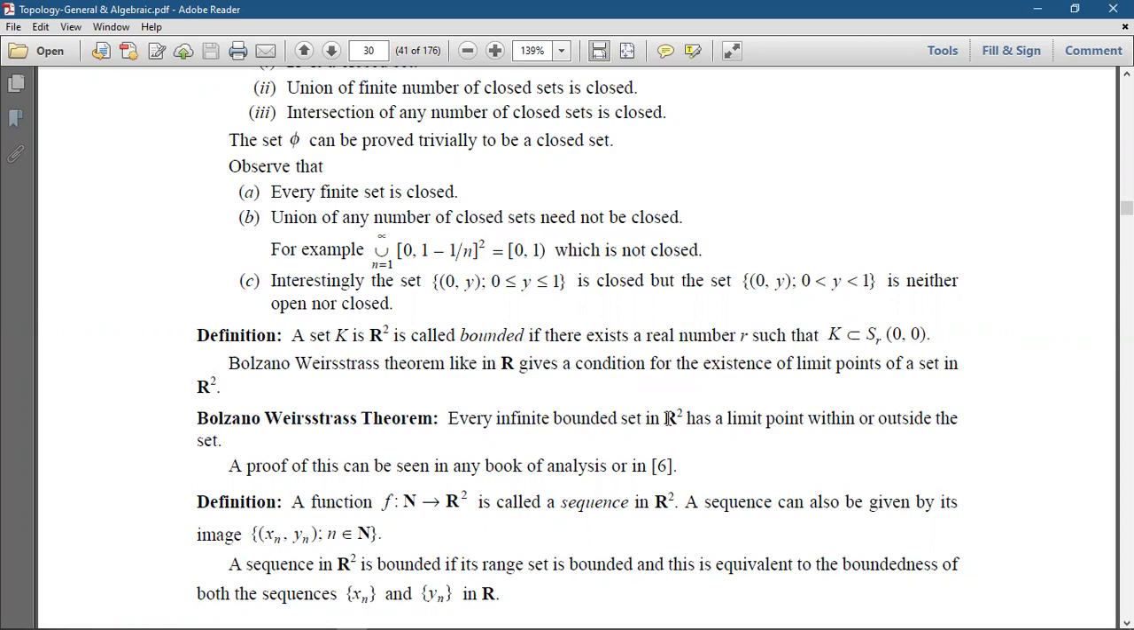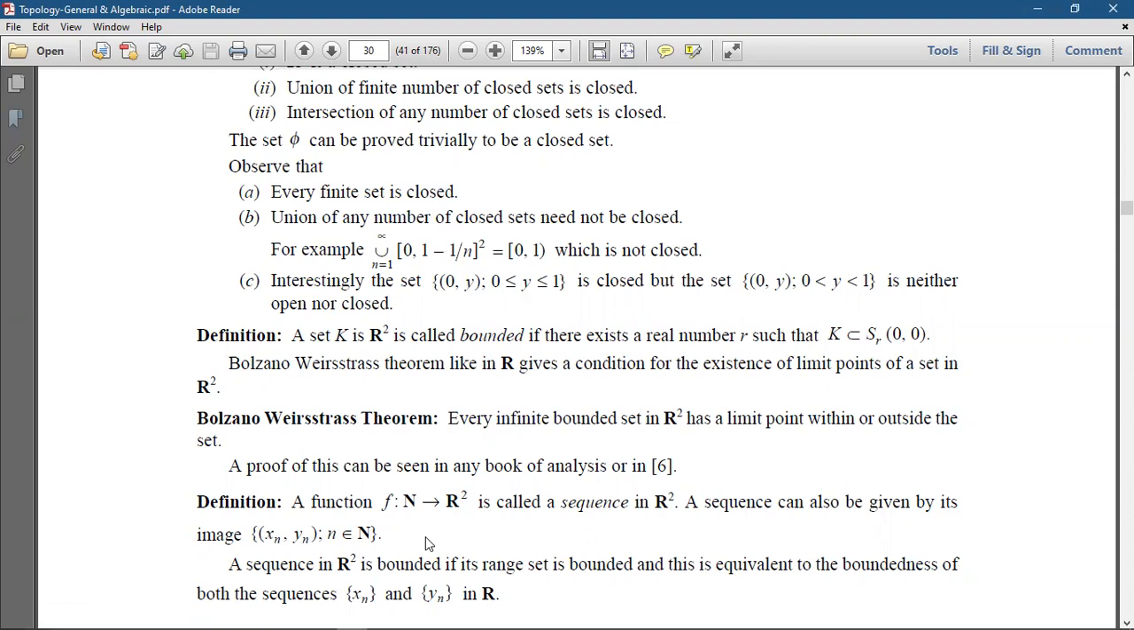Now we will define a sequence in R square. A function f from N to R square, where N represents the natural numbers and R square is the two-dimensional real plane, is called a sequence in R square. A sequence can also be given by its image such as (x_n, y_n) such that n belongs to N.